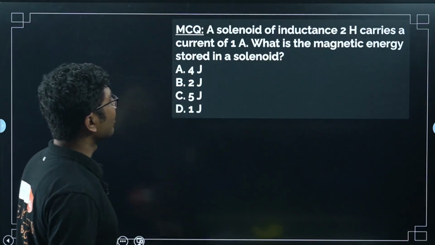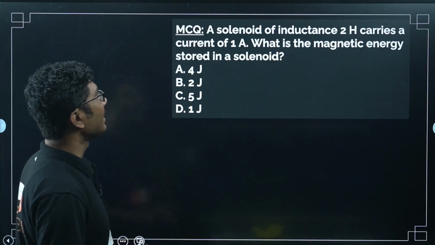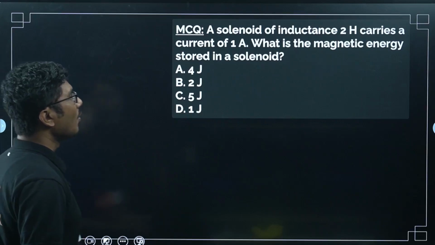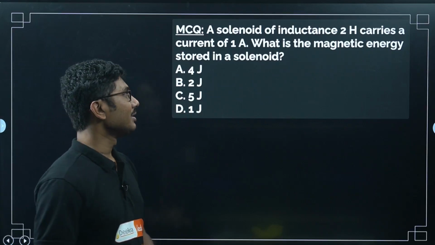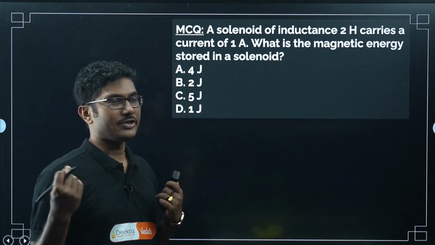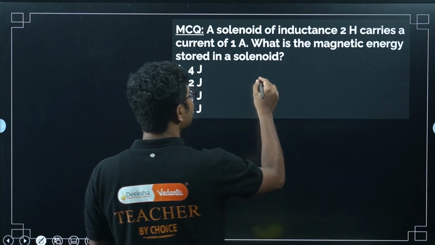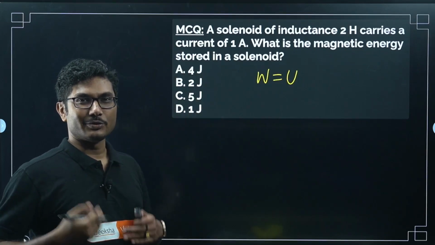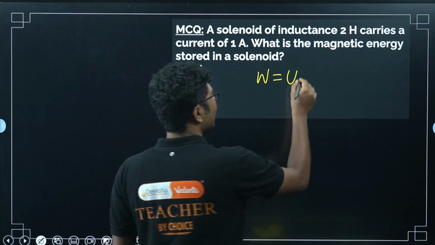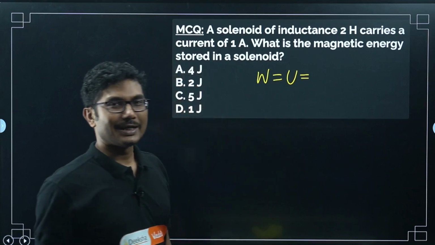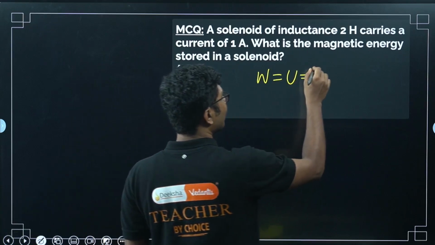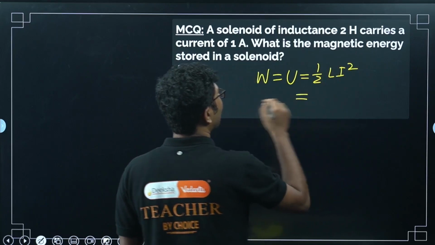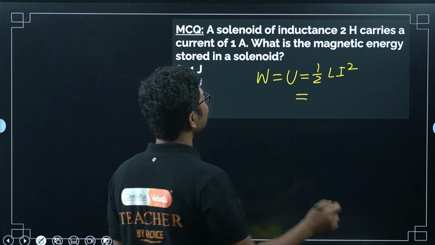A solenoid of inductance, let's see one example. A solenoid of inductance 2 Henry carries a current of 1 ampere. What is the magnetic energy stored in this solenoid? This is also from one of your previous year questions. So what is the work done? That is the energy stored. Work done and energy stored are brothers. If work is done, energy will be stored. So what is the energy stored? Half Li square. Okay, so the solenoid self-inductance is given by 2 Henry.